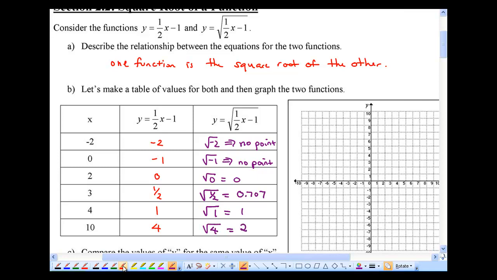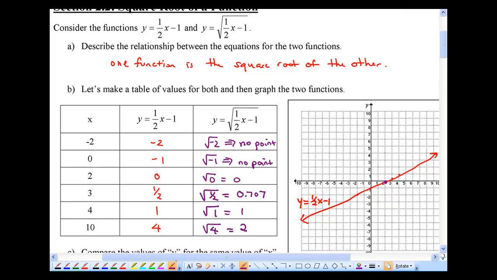Okay, let's graph. First of all, y equals 1/2 x minus 1. At -2 it's -2, at 0 it's -1, at 2 it's 0, at 3 it's 1/2, at 4 it's 1, at 10 it's 4. And the purple one, -2, no point, -1, no point. So the first point here is at 2 for x, right? 0. Matches up with the original graph.